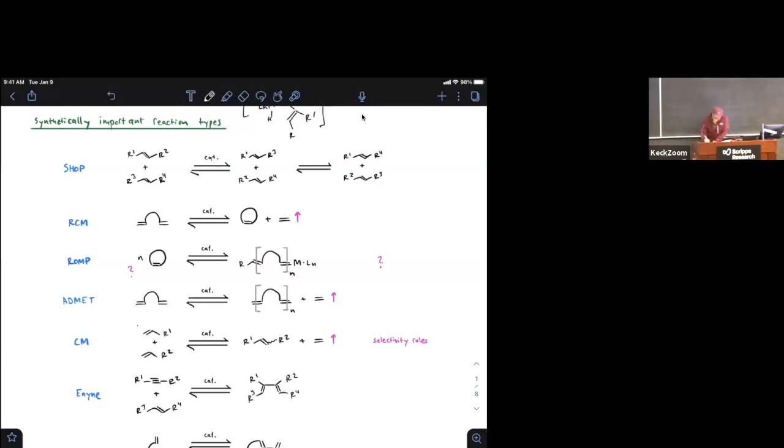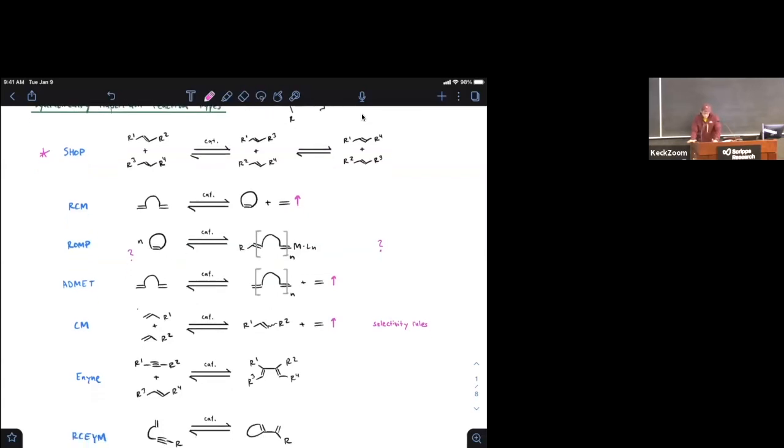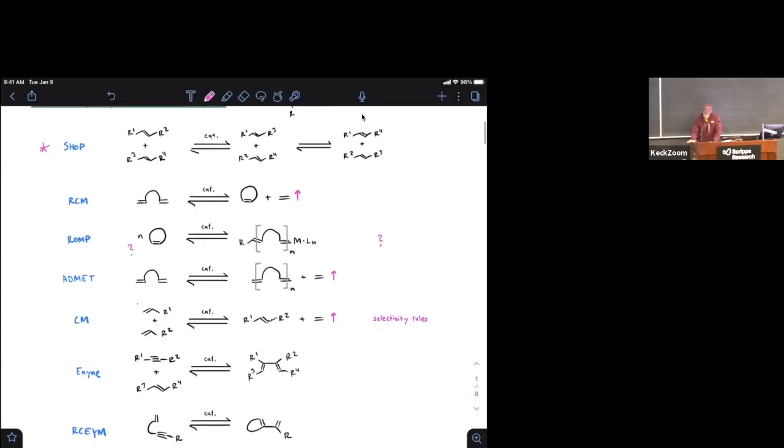So this is a workhorse reaction for making higher carbon count alkenes. It typically involves heterogeneous catalysts and high temperature, not something that you will encounter much in your career as an organic chemist.